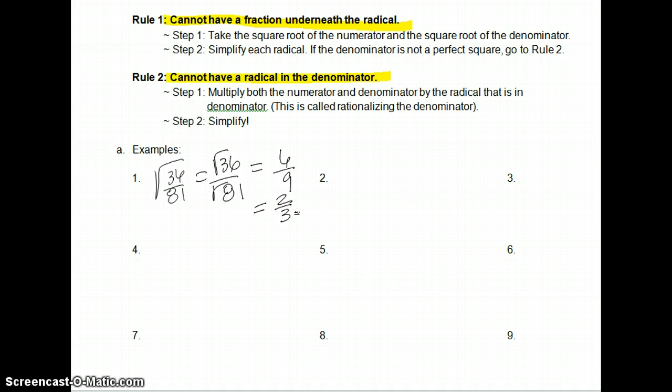Okay. Second example, the square root of the fraction 3 over 25. We are currently breaking rule number 1, so we're going to split this: root 3 over root 25. Root 3 is not a perfect square, but that's okay because that's in the numerator. The only time we worry about it not being a perfect square is when it's in the denominator. So this is root 3, and then the square root of 25 is 5.